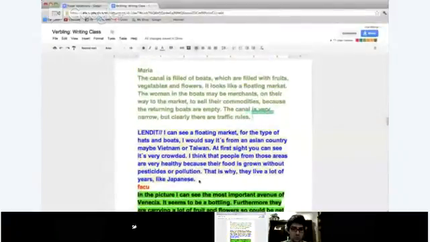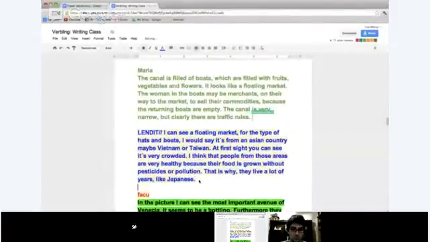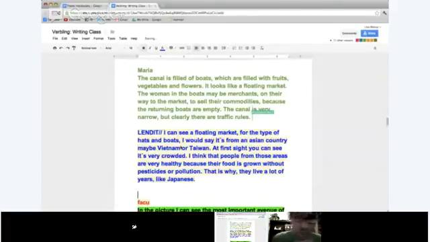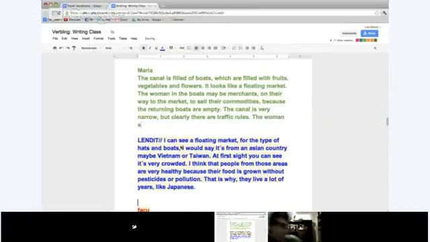Okay. I can see a floating market for a type of hats and boats. I will say it's from an Asian country, maybe Vietnam or Taiwan. At first sight, you can see it's very crowded. I think that people from those areas are very healthy because their food is grown without pesticides or pollution. That is why they live a lot of years like Japanese.